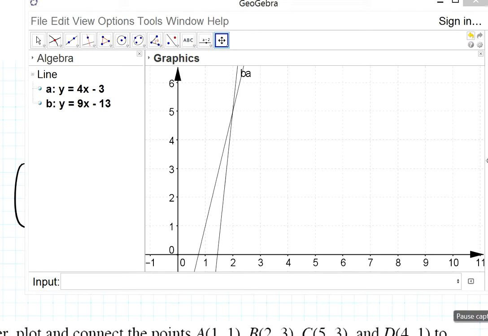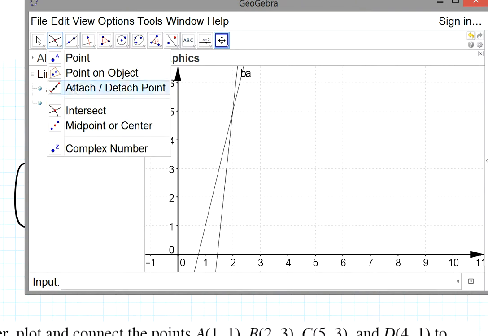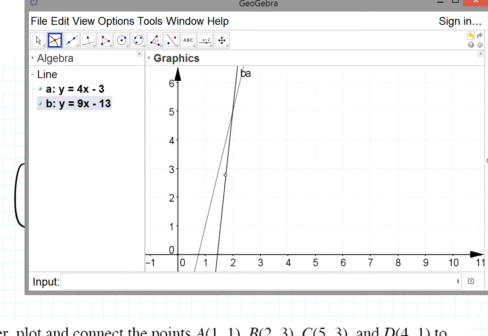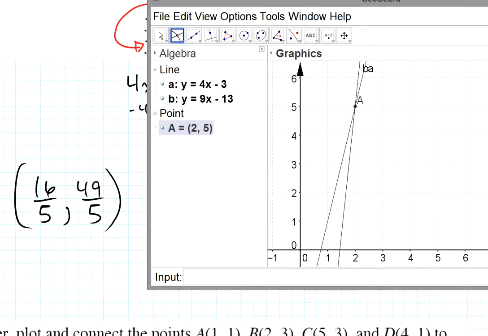You know, just on a whim, I decided that I wanted to graph these and show how cool GeoGebra was at finding solutions for difficult problems like that. And I graphed them, and the first thing I'm noticing is, oh my gosh, that looks like it's at 2, 5. In GeoGebra, if you want to find where two things intersect, it's the intersect tool. You just click an object and then click a secondary object, and it'll tell you the point where they meet. So these lines are meeting at 2, 5, which all of a sudden makes my answer of 16 fifths and 49 fifths seem really embarrassing. So what the heck did I do wrong?